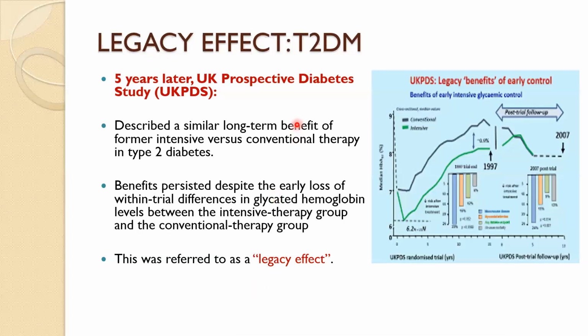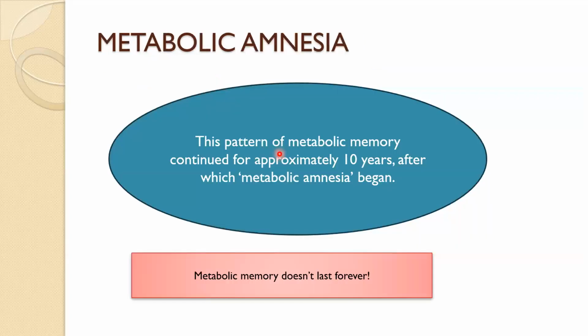Now, when a number of our colleagues saw that we have this phenomenon called metabolic memory, they did another similar study, but in type 2 diabetes, and they found similar findings, that actually patients who are started on intensive therapy early can actually continue with the protective effects of that therapy years later. And for type 2 diabetes, they called it legacy effect. So metabolic memory in type 1, legacy effect in type 2, but basically similar process.